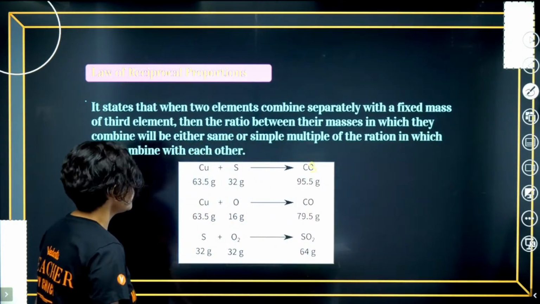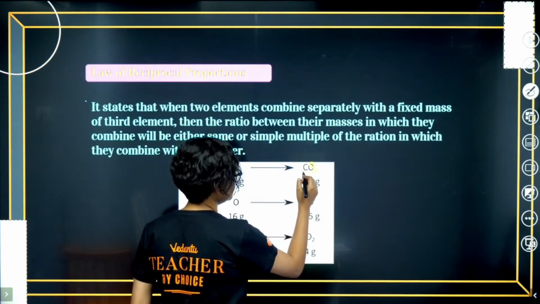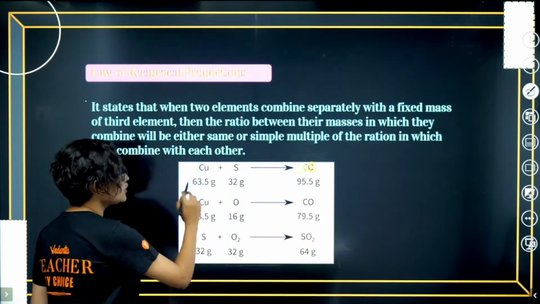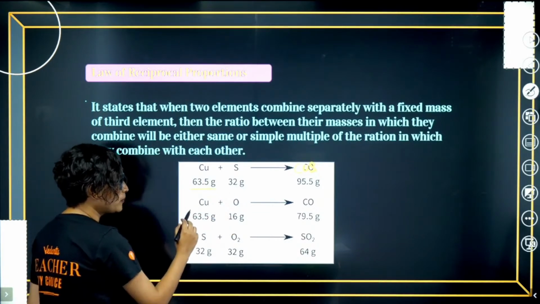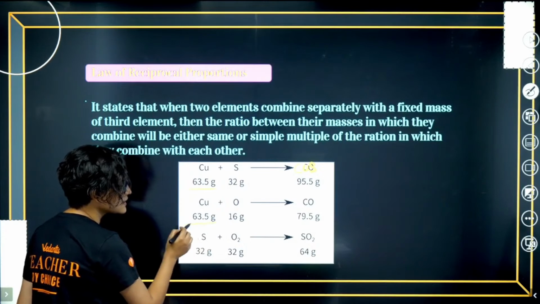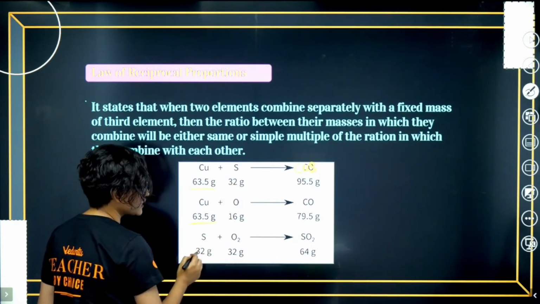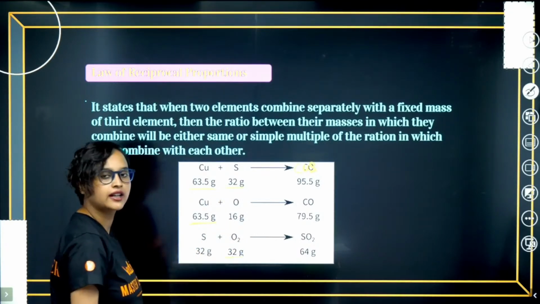Alright? Now what will happen is when Cu plus S, yes, CuS is forming, see 63.5 you have taken. Now if copper is reacting with oxygen, see what is happening, once again 63.5. Now if sulfur reacts with oxygen, see 32 gram and here 16 gram, right, O2, so 32 gram again.